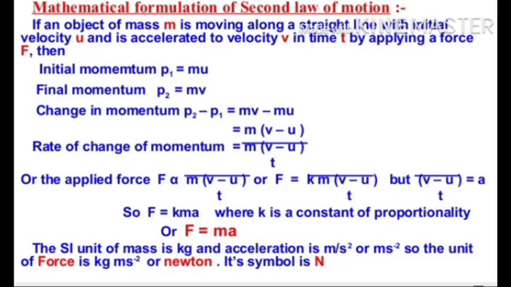If we define F is equal to 1 when mass m is equal to 1 and a is equal to 1, that is, unit force is that much force which produces unit acceleration in a body of unit mass, then 1 is equal to k multiplied by 1 multiplied by 1, or k is equal to 1. Putting this value of k in equation 2, we get F is equal to ma. This is the mathematical form of Newton's second law of motion.